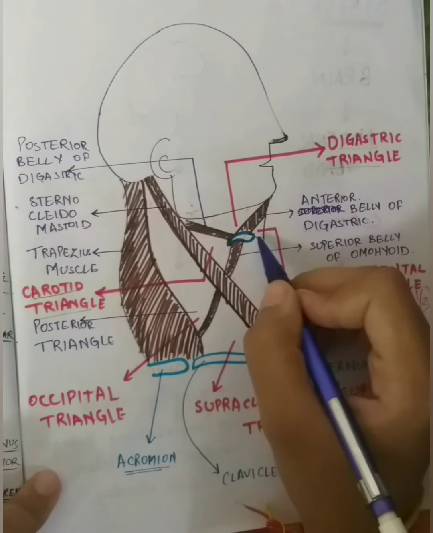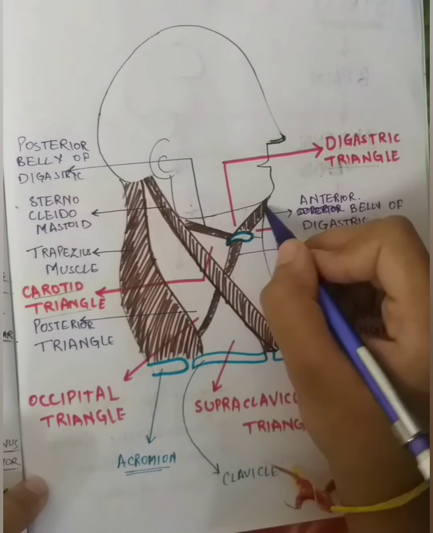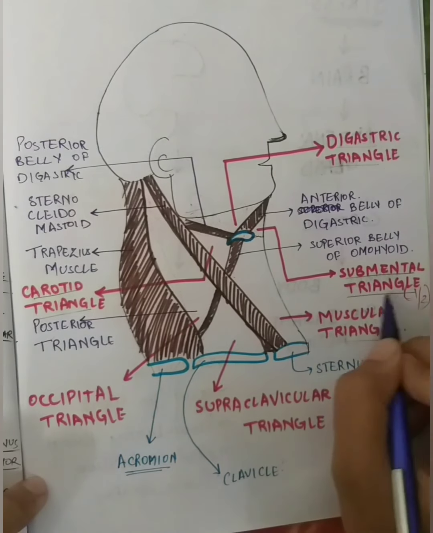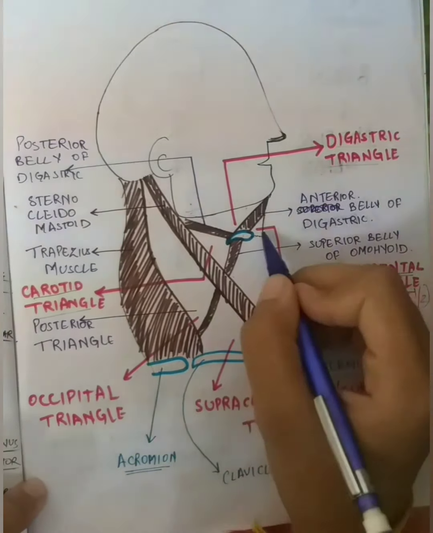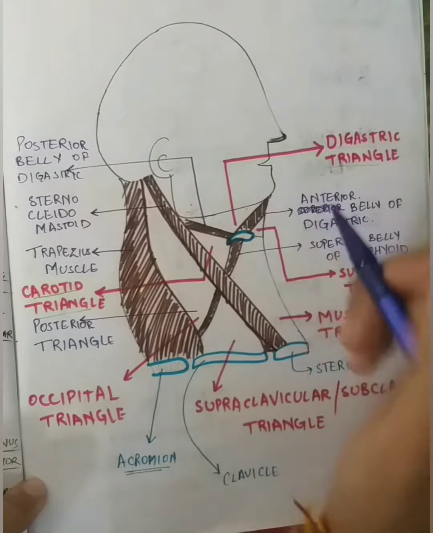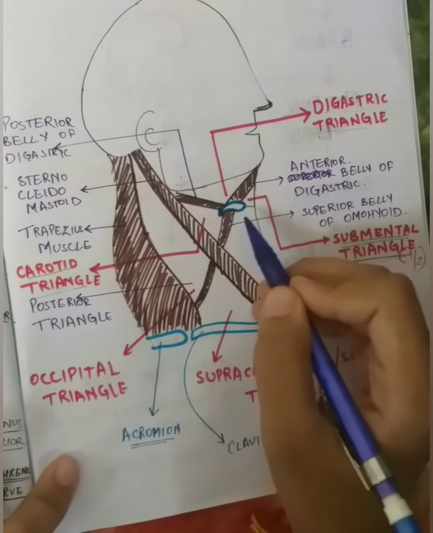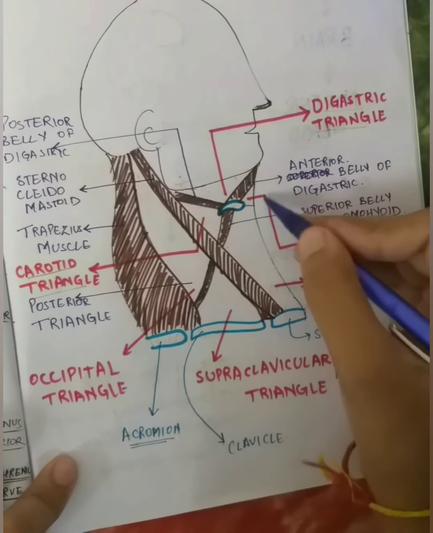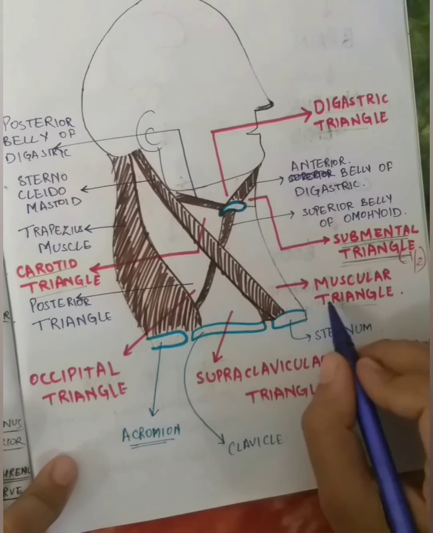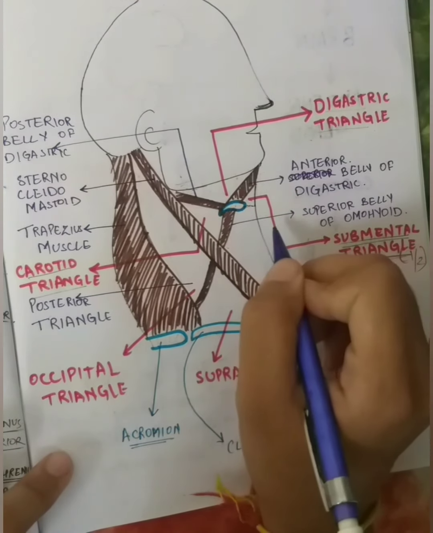Here, hyoid bone along with the midline of the neck and anterior belly of the digastric forms half submental triangle. I said half submental triangle over here because other half will be on the other side of the neck. Now, lower down, the hyoid bone along with the superior belly of omohyoid, sternocleidomastoid and midline of the neck forms the muscular triangle of the neck. So these are the 4 anterior triangles of our neck.